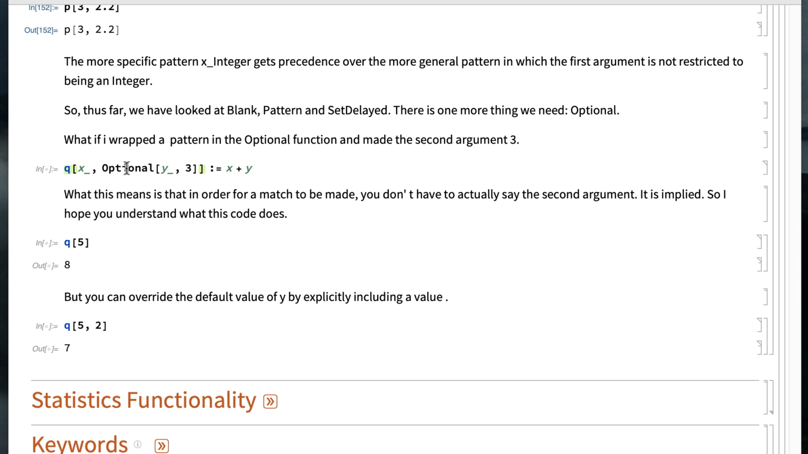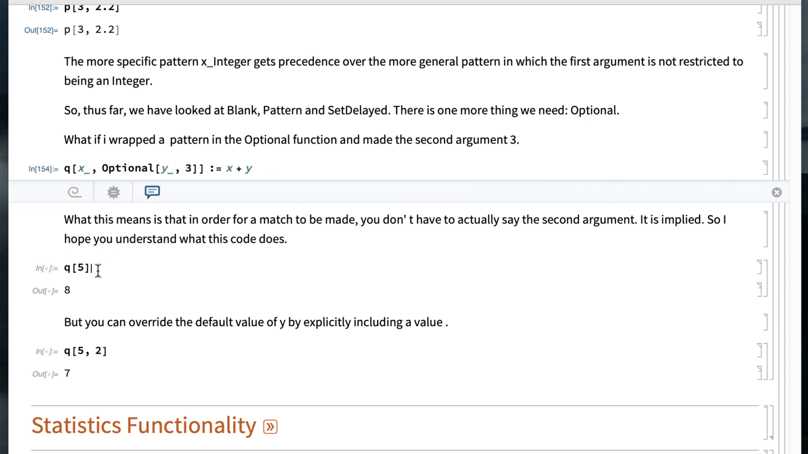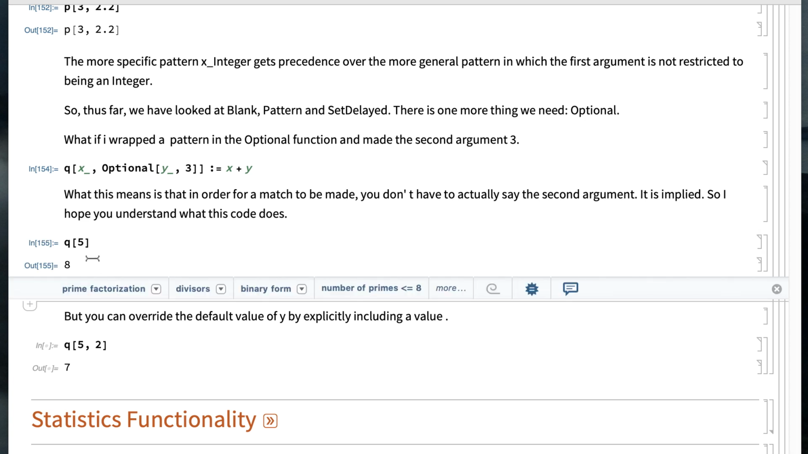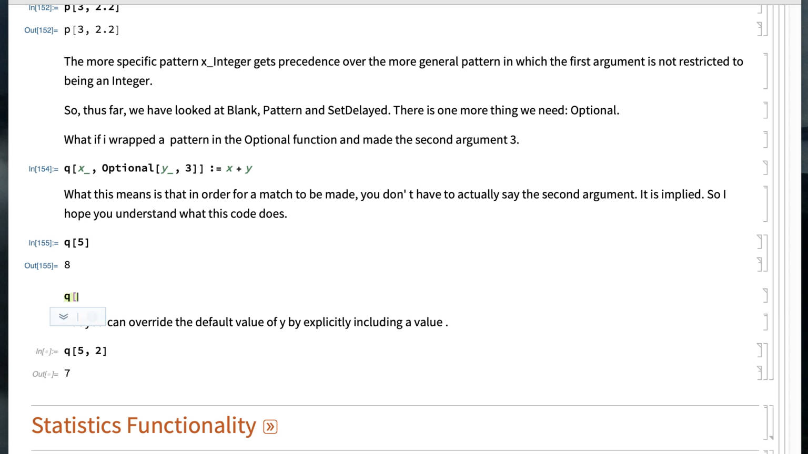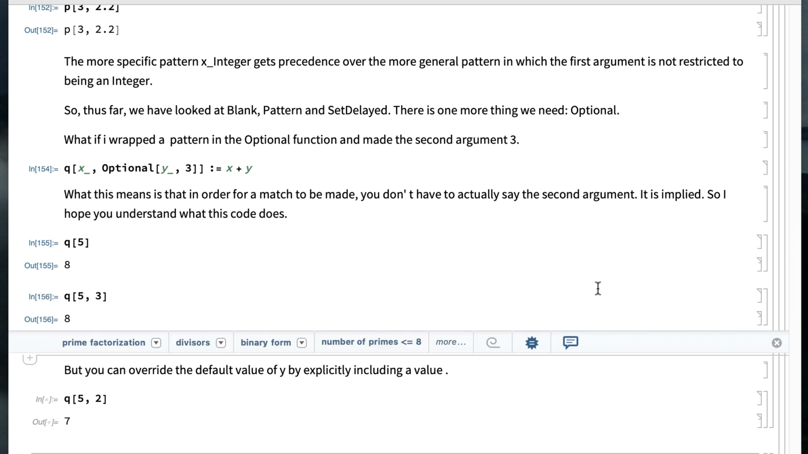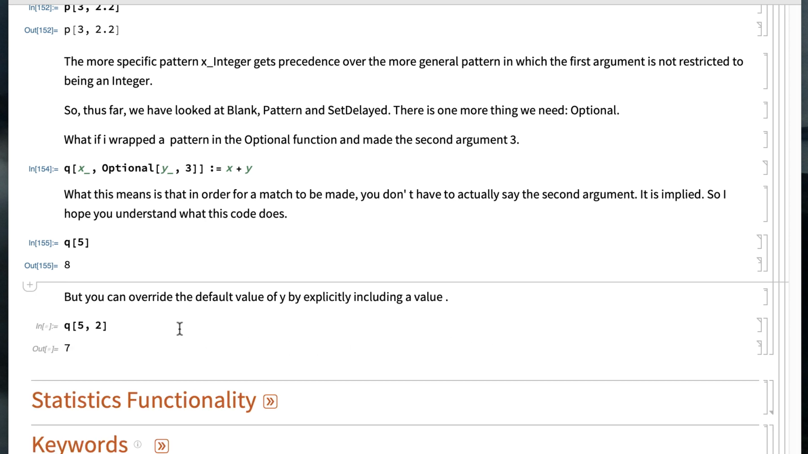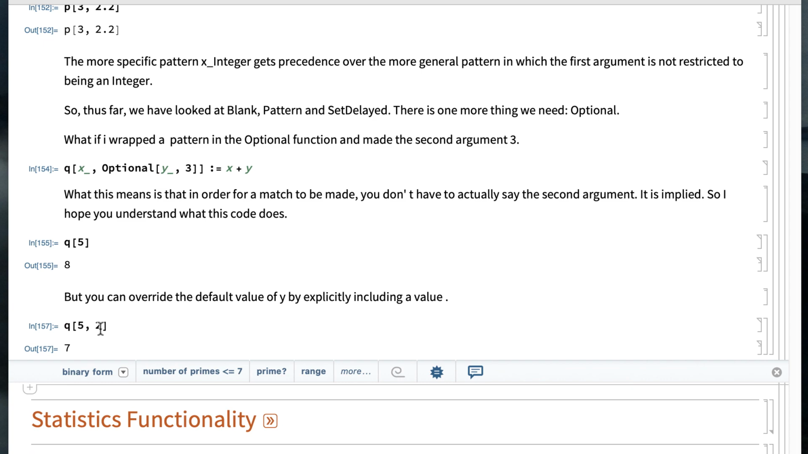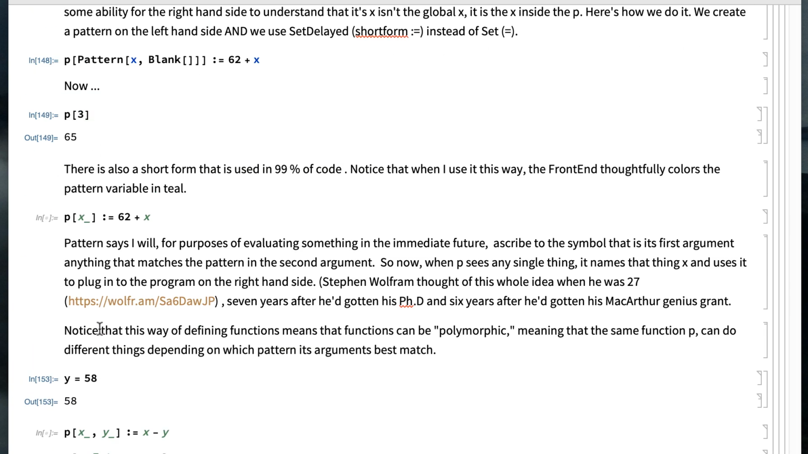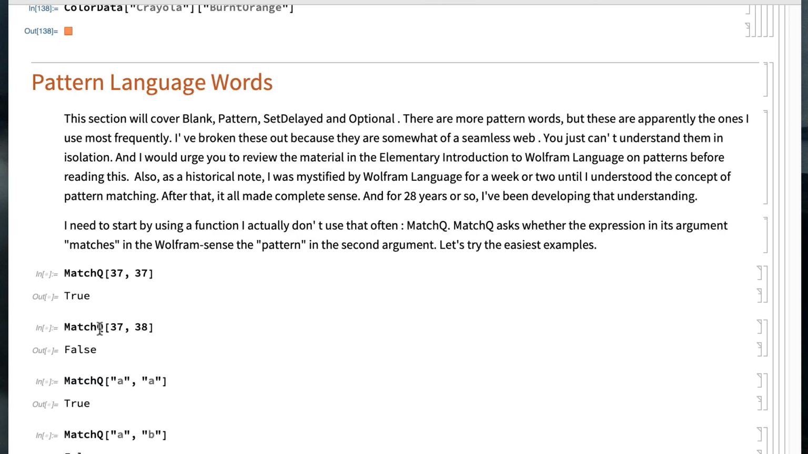So if I now write q of 5, I get 8. I don't have to write out the 3. I could do this, but supposing I don't want y to be 3. Yeah, I know usually it's 3, but today it's not. I just put in a second argument and I override the default. So that is pattern matching in a little nutshell.